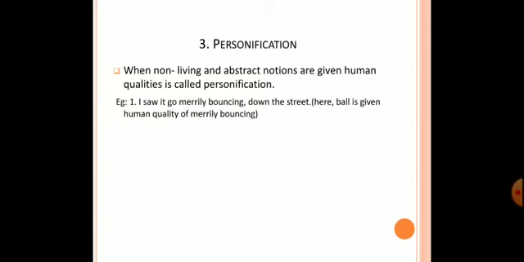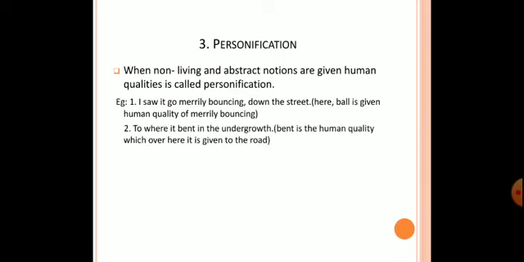The first one is: I saw it go merrily bouncing down the street. Now over here it symbolizes a ball. A ball is a non-living thing. A ball cannot move until we move it. So over here the ball is given the human quality of merrily bouncing. Merrily means happily and bouncing means jumping. Now happily bouncing or jumping, these are all human qualities which are given to whom? To it, meaning the ball.